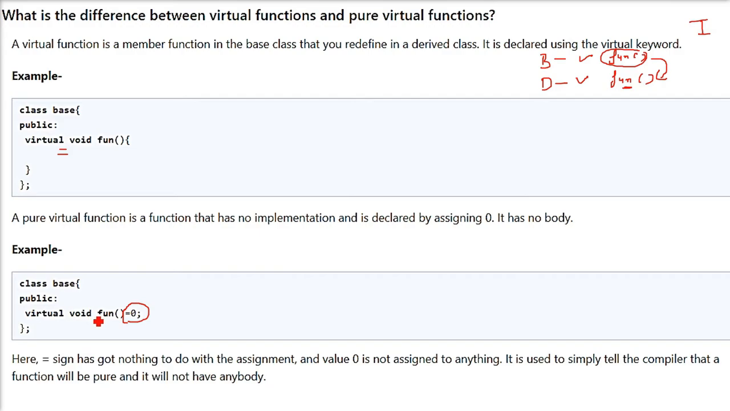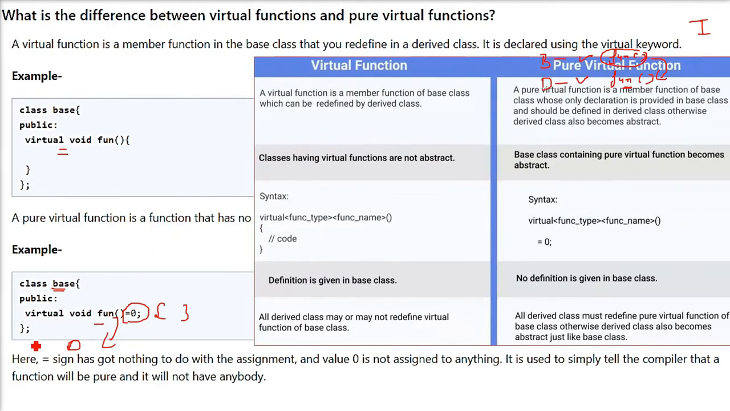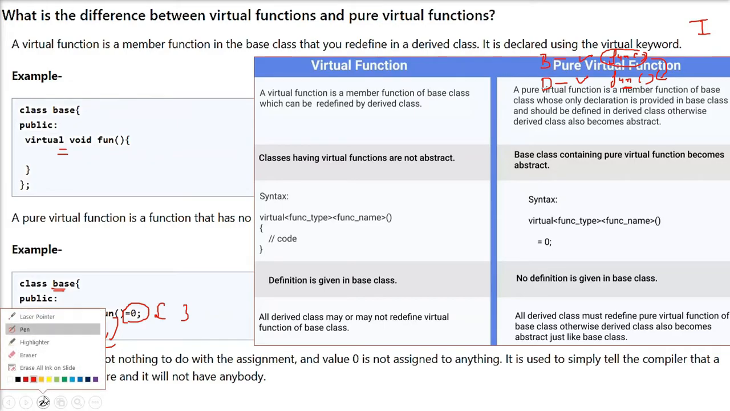This equal sign has nothing to do with assignment. The 0 is just put here to tell the compiler that this function should be treated as a pure virtual function. Okay, so there will be no implementation in the base class. You have to implement it in the derived class. So let us see them one by one.